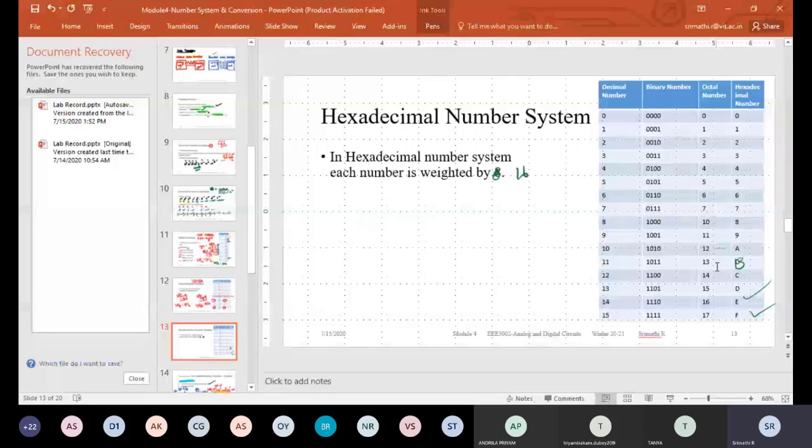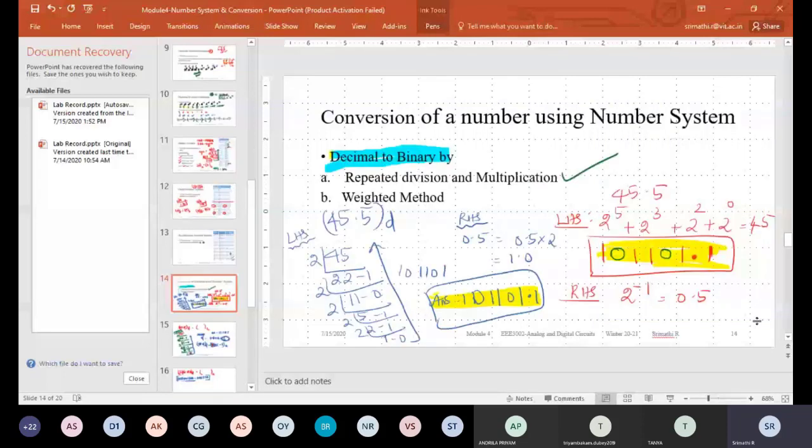And then we just started with the conversion of numbers from one number system to another. We have done 45.5. If this decimal number is to be converted into its equivalent binary number, before the decimal point, whatever number is there, we need to do repeated division.